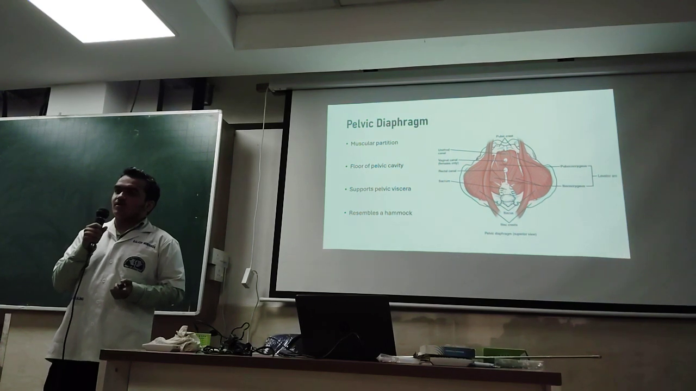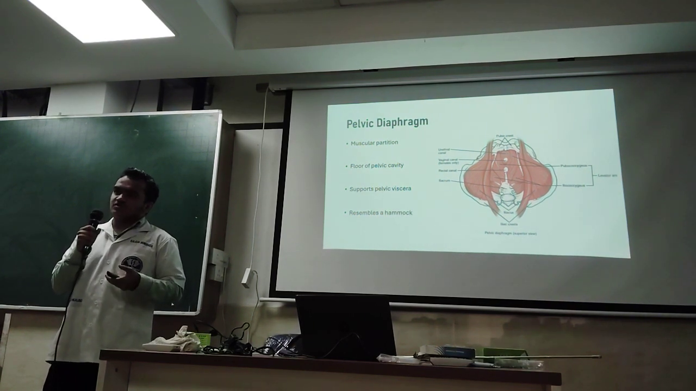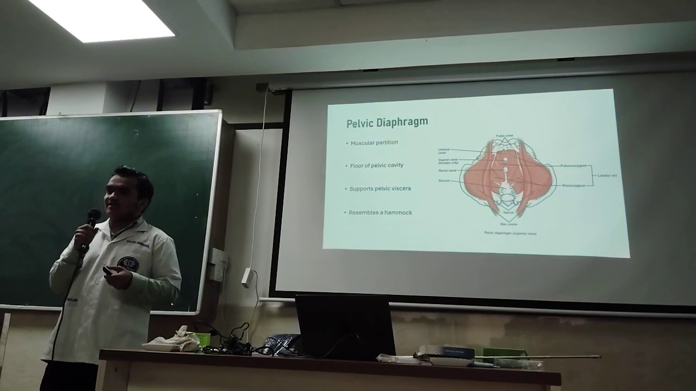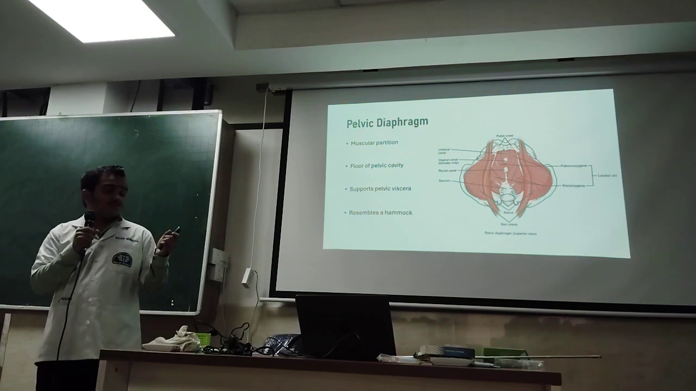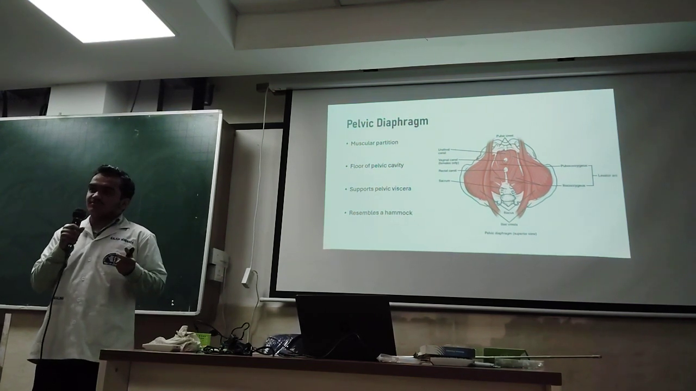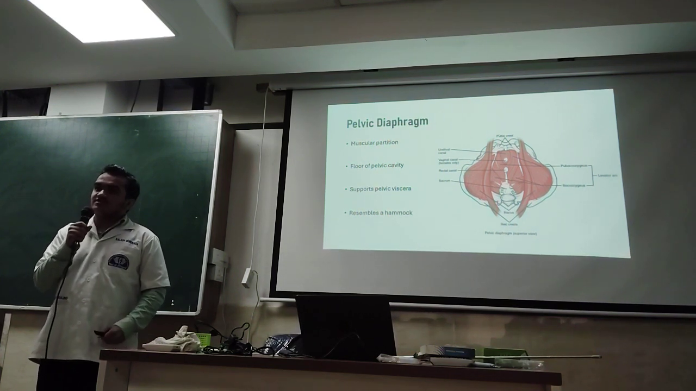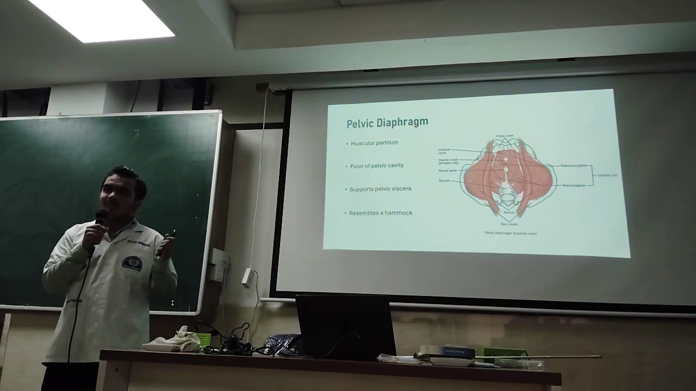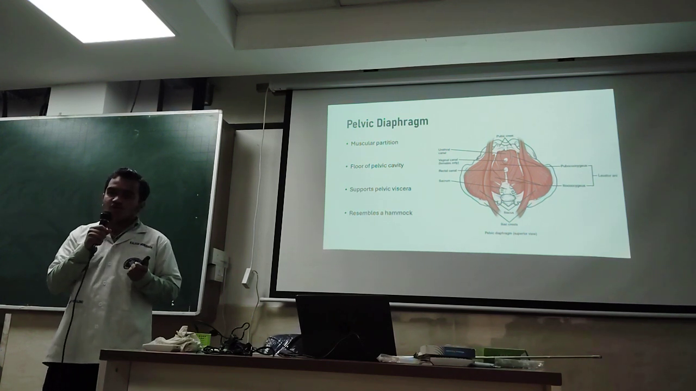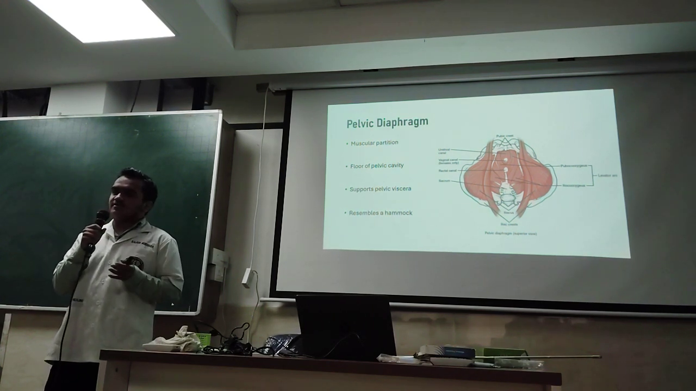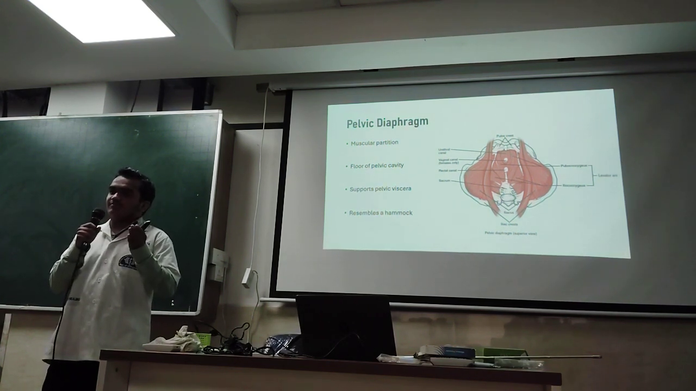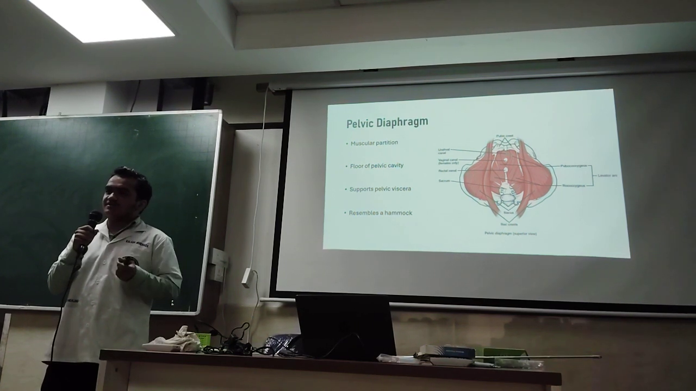All of us have learned about the thoracoabdominal diaphragm, which was a muscular separation between the thoracic and the abdominal cavity. This is the pelvic diaphragm, which acts as a muscular separation between the pelvic cavity and the perineum. It acts as the floor of the pelvic cavity and it also provides support to the pelvic viscera. Talking about its resemblance, it resembles a hammock. Hammock means it resembles a gutter with sloping fibers directed medially from either side, which are traversed by 3 openings, which will be discussed ahead.